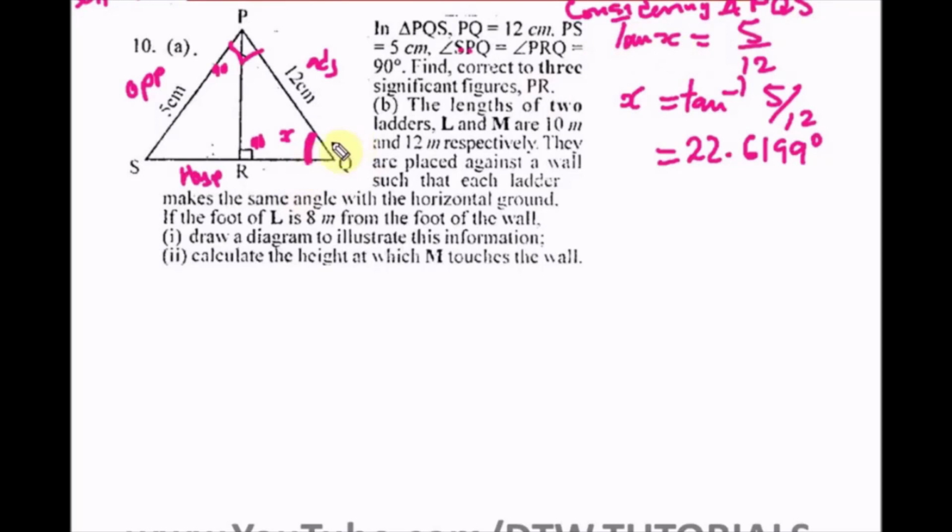You now say this angle here is angle PQS. Let me just write it here. You just say angle PQS is equal to tan inverse of 5 over 12. So you just state the remaining to get your answer.